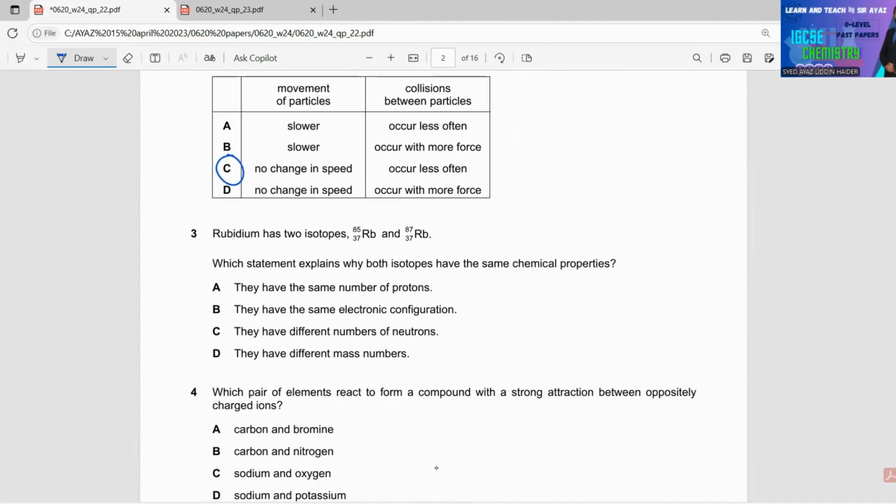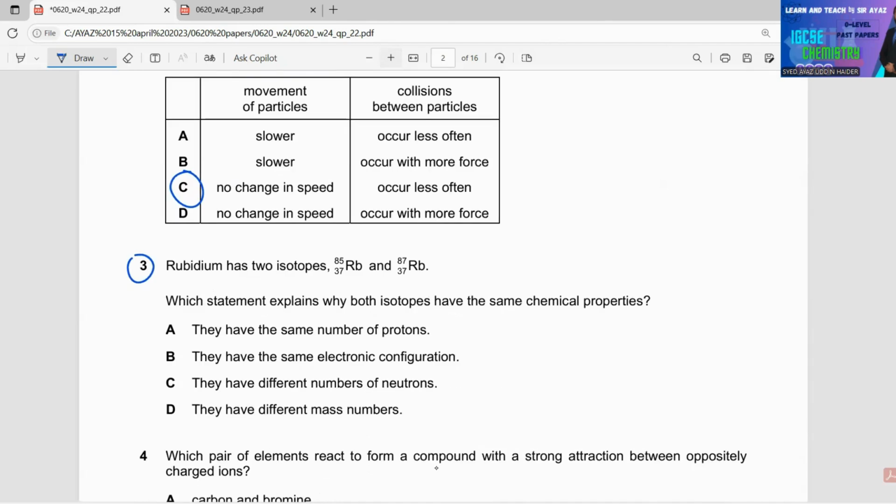Moving to next MCQ, which is 3. Rubidium has two isotopes, that is Rb-85 and Rb-87. Which statement explains why both isotopes have the same chemical properties? You know that the chemical properties are related to the electronic configuration, the same number of electrons in the valence shell. So in this case, B must be the right answer.